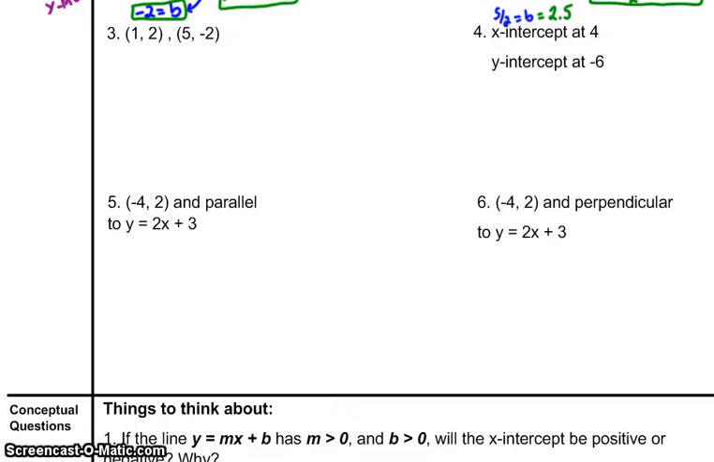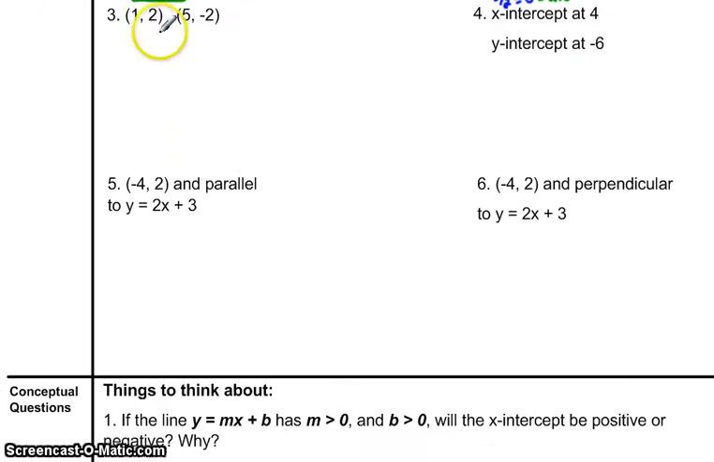Number 3 is a little bit different. In number 3, they give me 2 points my line goes through. So at the very beginning, if I think about y equals mx plus b, or point slope, I don't have the slope and I don't have my y-intercept. What am I going to do? Well, I have 2 points. I can find the slope between 2 points. Let's go ahead and start by finding the slope.